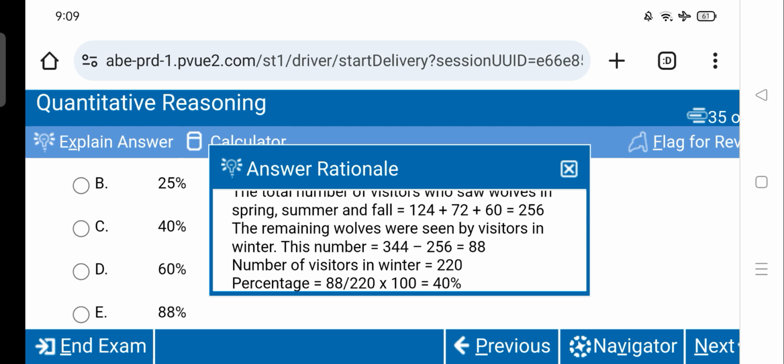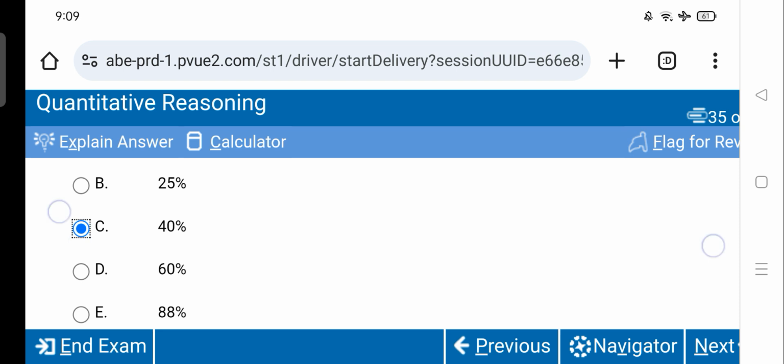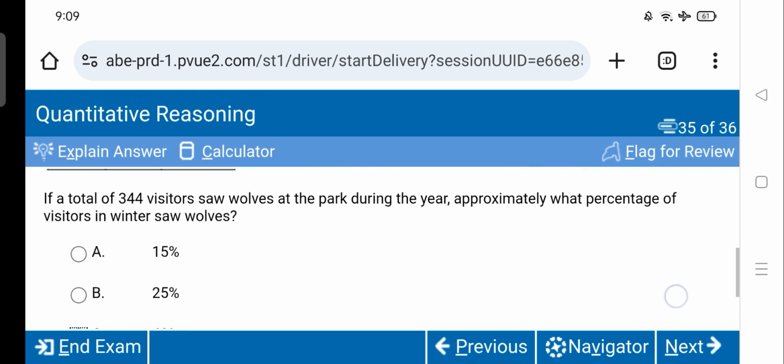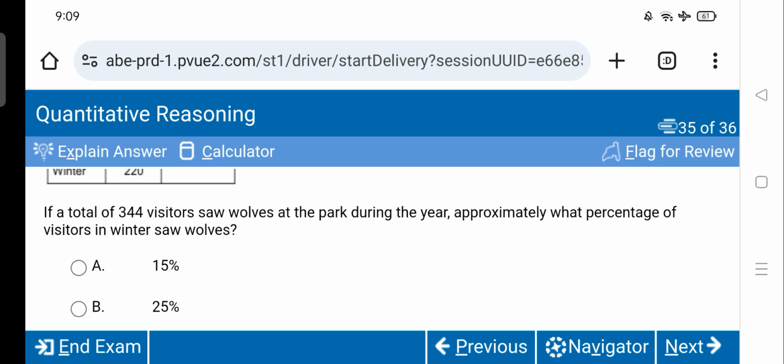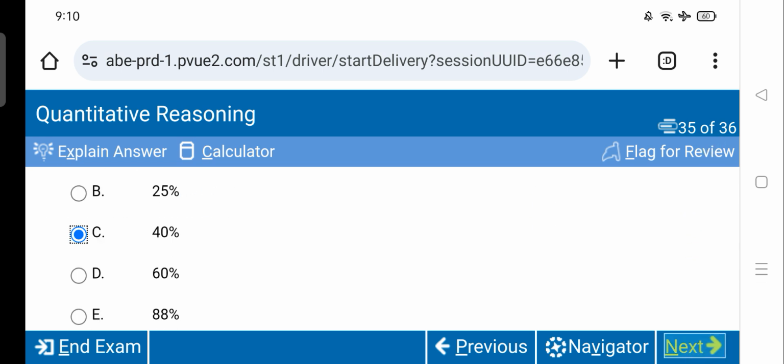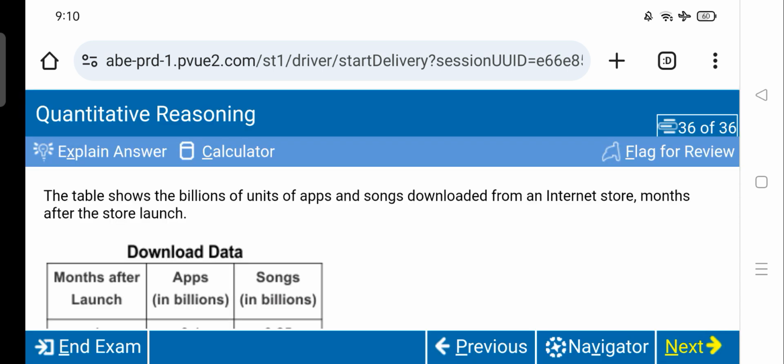Number of visitors in winter equals 220. Percentage equals 88 by 220 multiplied by 100 equals 40%. So here we have the correct option, option C, which is 40%. 40% is the percentage of visitors in winter who saw wolves. Then we have the next question.